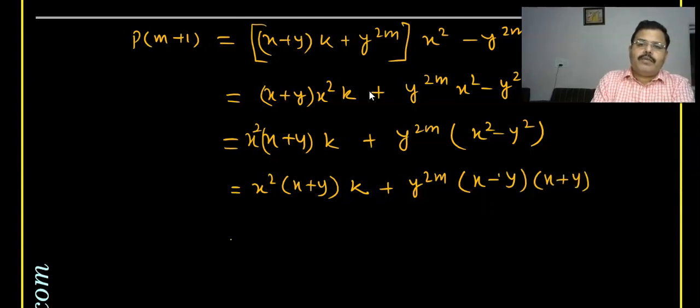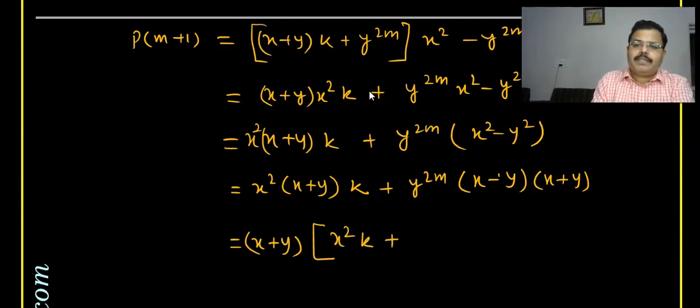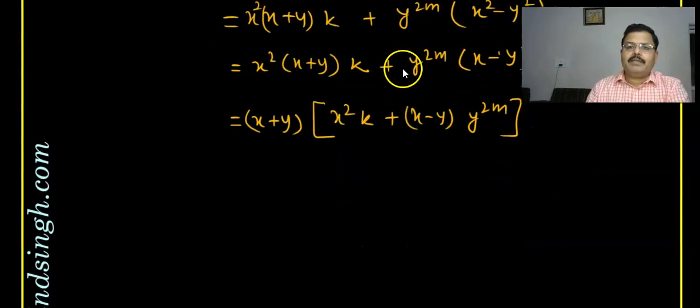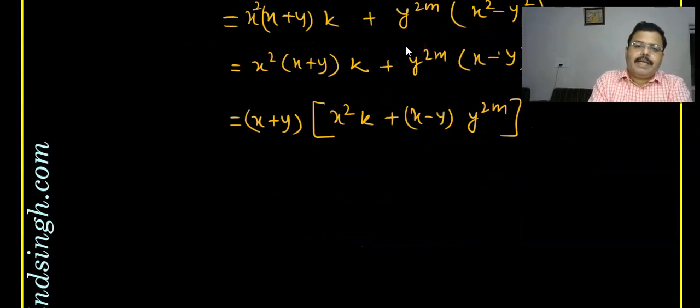So overall we can take x plus y as a common factor, so that will be x square k plus (x minus y) into y to the power 2m. So x plus y is a factor, so clearly it will be divisible by x plus y.